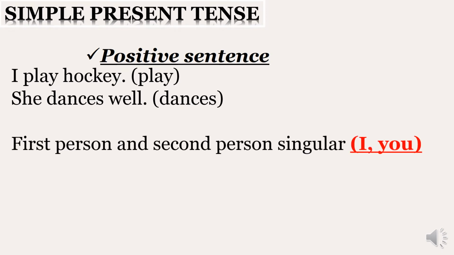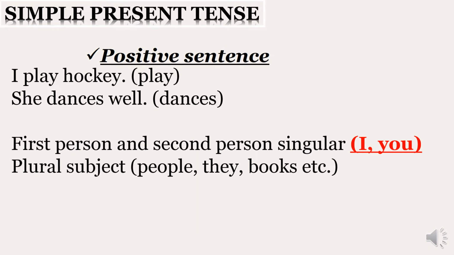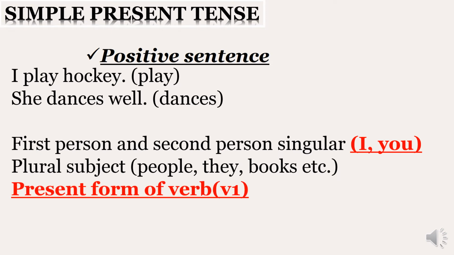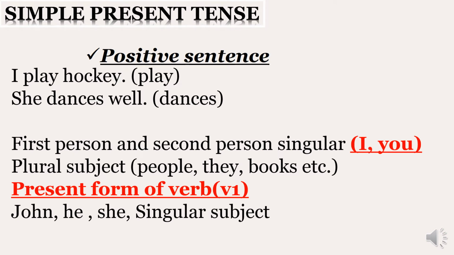So where to use? We use the present form of the verb with the first person or second person singular, you can say I and you, and with any plural subject, like people, they, books. With any plural subject we use the present form of the verb, or you can say the first form of the verb, in a positive sentence. And if we have a singular subject like John, he, she, any singular subject, that time, I'm repeating it again, without first person and second person singular I and you.